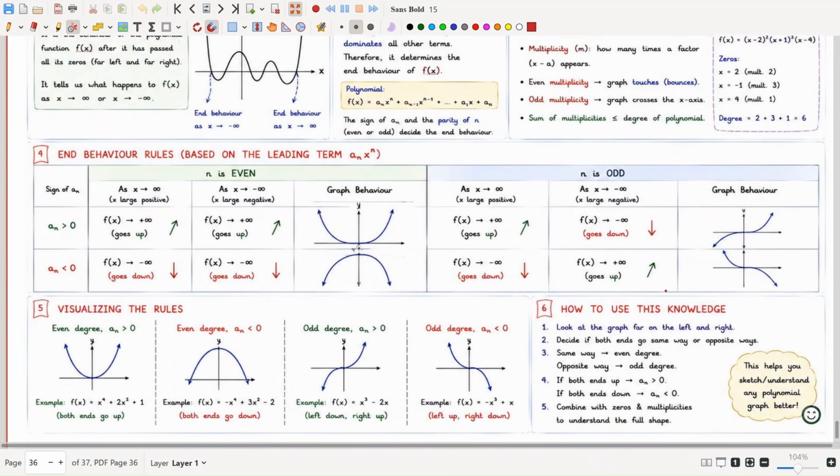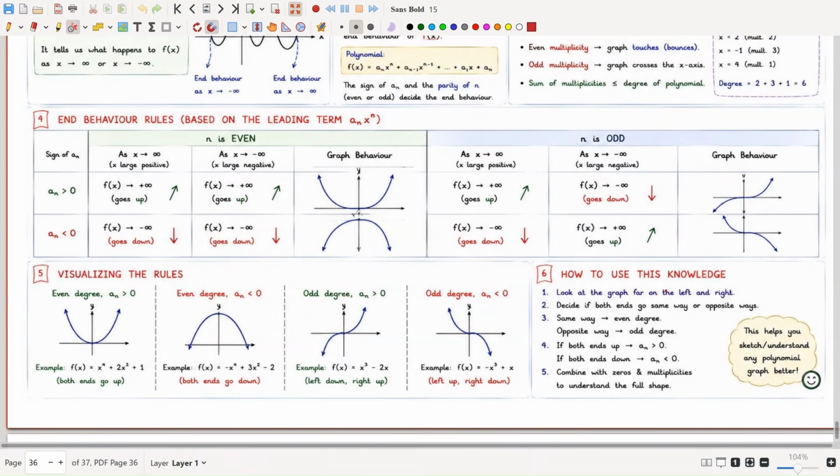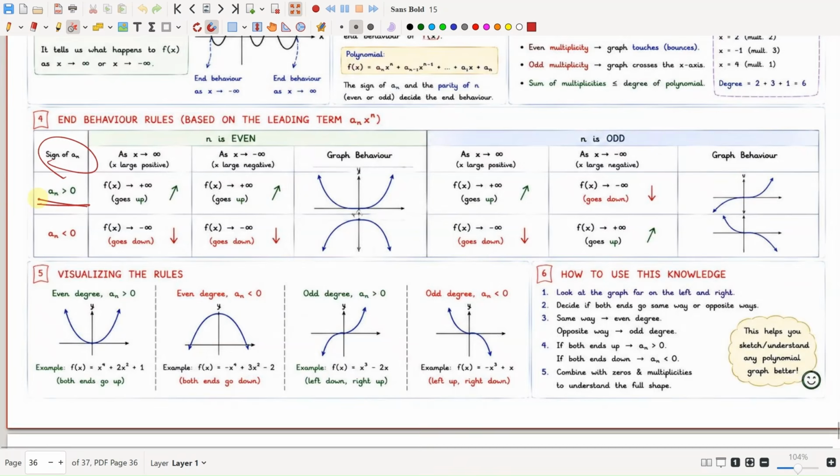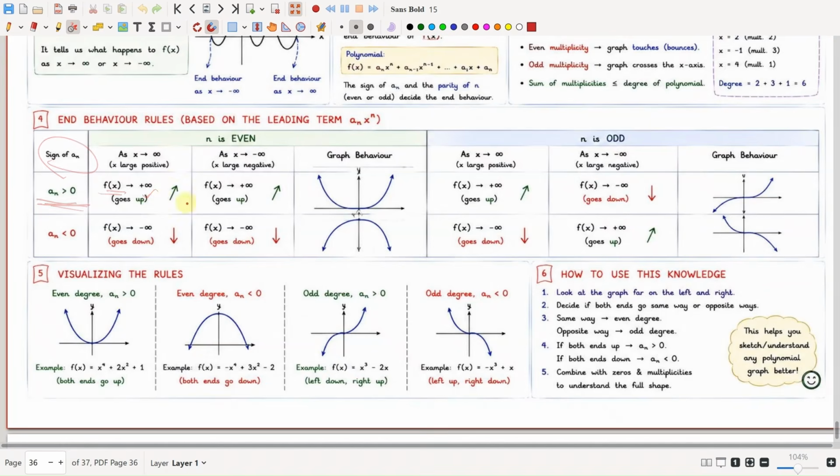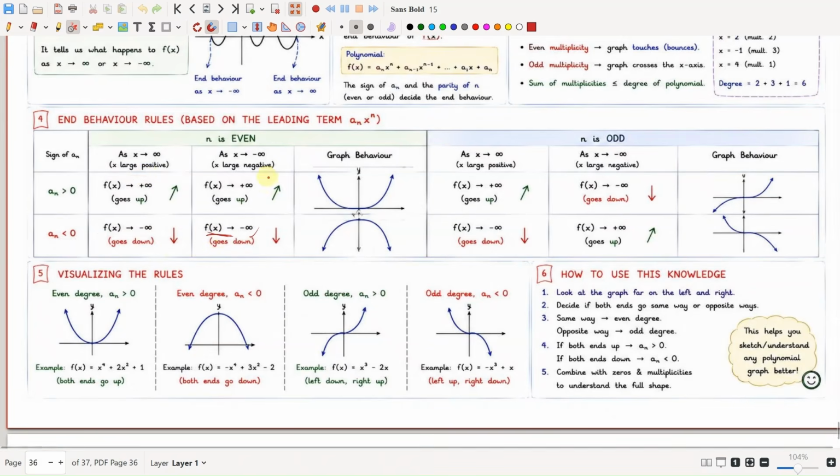So we have some end behavior rules based on the leading term a subscript n x power n. If a subscript n is greater than 0, that is, positive, then f of x will go up if x is a large positive, and if x is a large negative, it will also go up. The graph behavior will be like this. If a subscript n is less than 0, then f of x will go to minus infinity if x is a large positive, and f of x will go to minus infinity if x is a large negative.